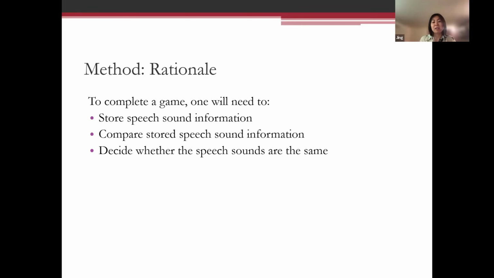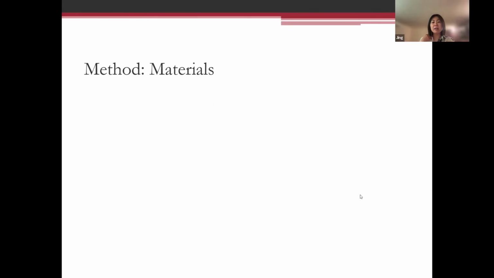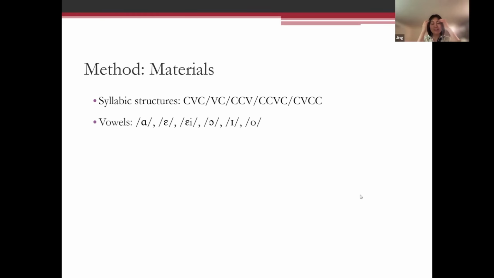If you move on to the next slide, we will see that the first step in completing the game is the active... oh yeah, the slides are not there. It's okay. The active and the passive engagement of the phonological working memory are all involved in the process I described just now. So we move on to the methods.